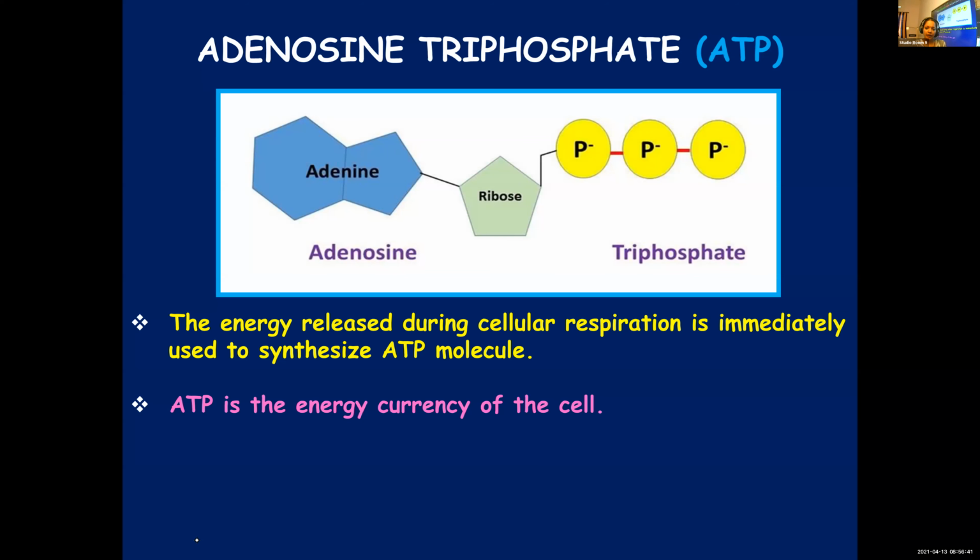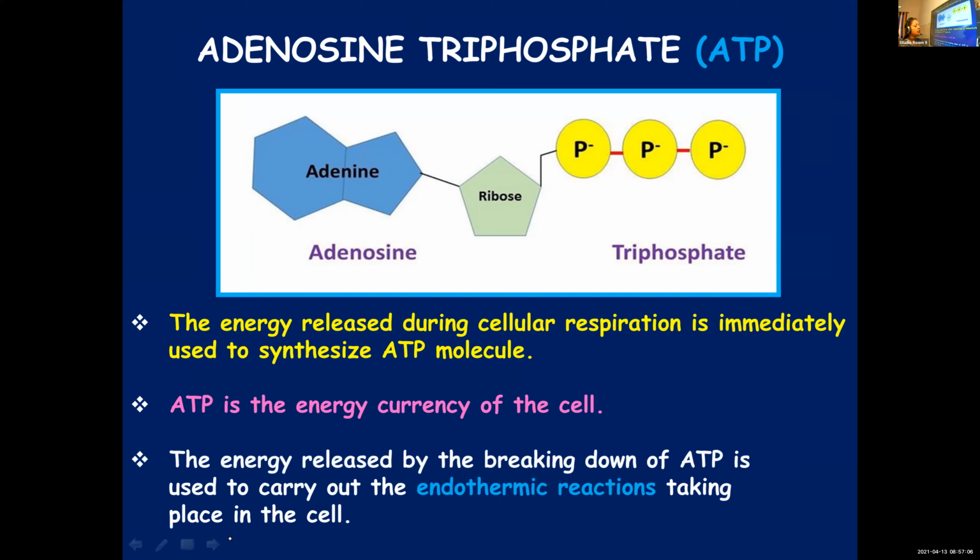I'll repeat again, the energy which is produced as a result of respiration will be used for synthesizing ATP molecules. So energy will be stored in the form of ATP molecules. And as and when we need, these molecules will break down and give us energy. And we call ATP molecules the energy currency of the cell.